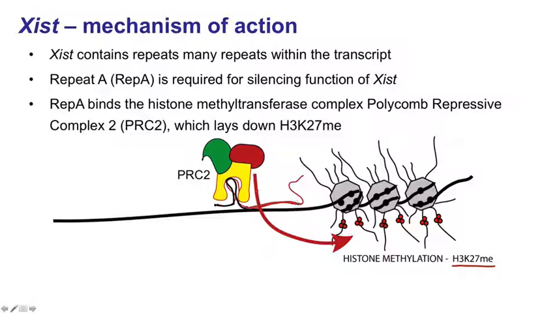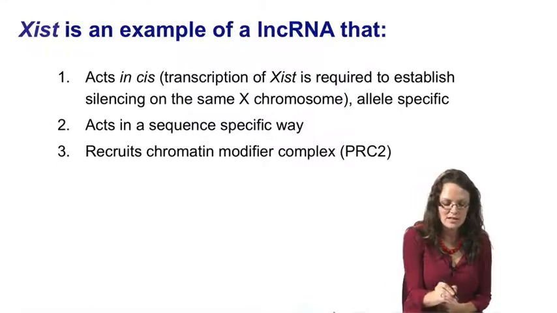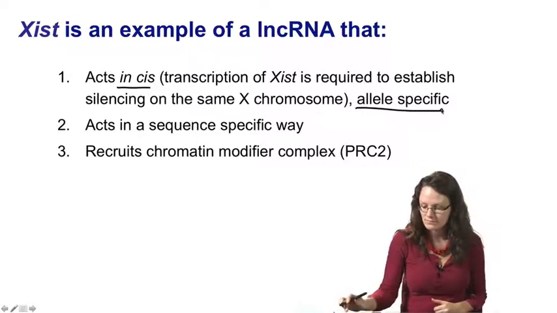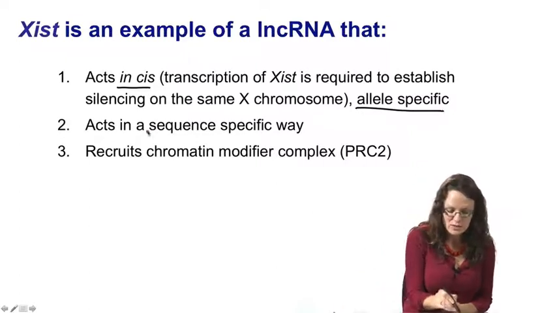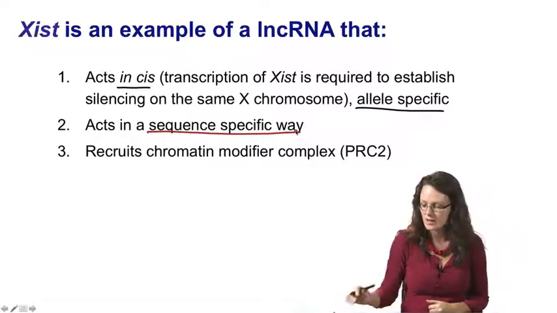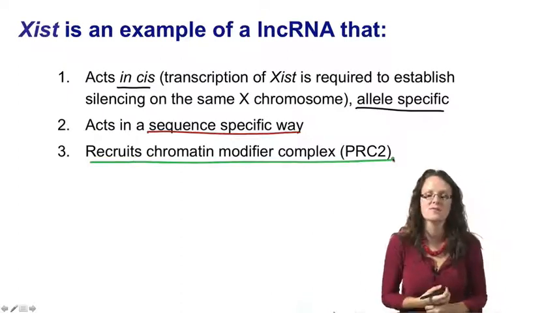And then PRC2 can lay down this methylation mark. And so the inactive X not only has Xist bound to it, but is also found with H3K27 trimethylation along that X chromosome. So Xist is an example of a long non-coding RNA that acts in cis in an allele-specific way, that also acts in a sequence-specific way and is bound to the X chromosome from which it's transcribed. But finally, it also acts as a guide because it recruits the chromatin modifier complex PRC2.